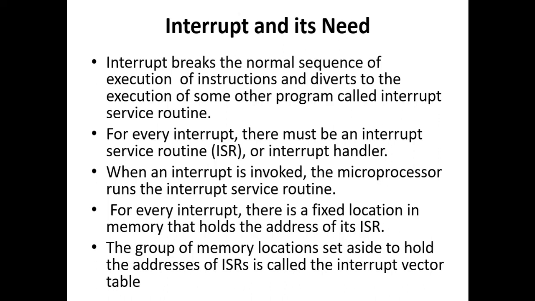When an interrupt is invoked, the microprocessor runs the interrupt service routine. For every interrupt, there is a fixed location in memory that holds the address of its ISR. The group of memory locations set aside to hold the address of the ISR is called the interrupt vector table, that we will discuss later. So we can say that an interrupt is a condition that causes the microprocessor to temporarily work on different tasks and return to its previous task.